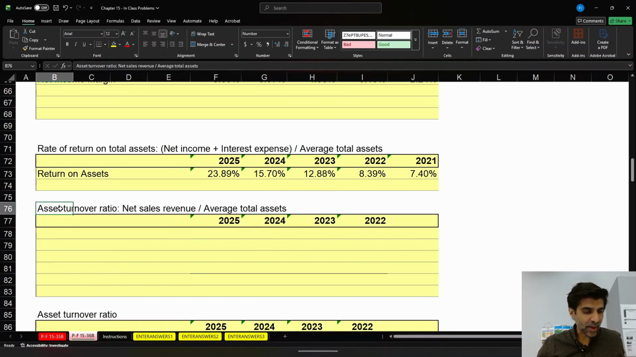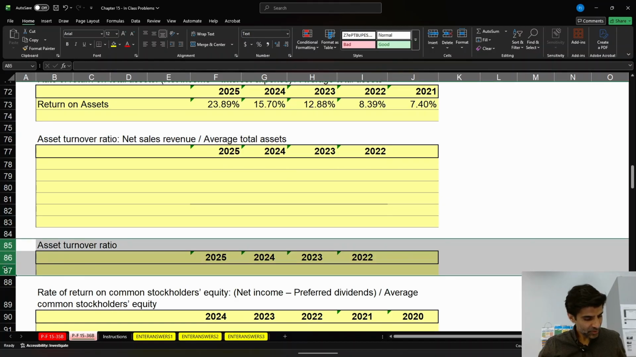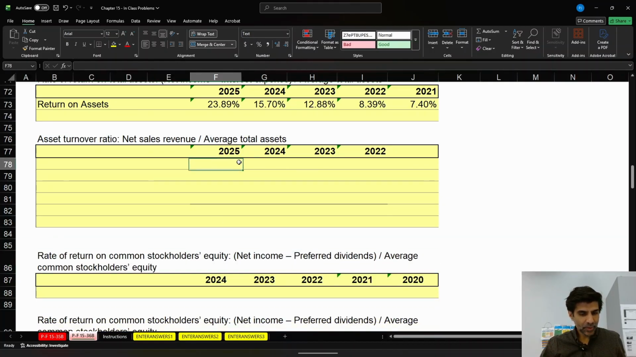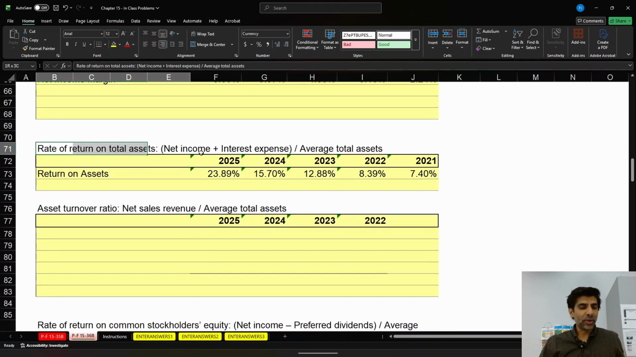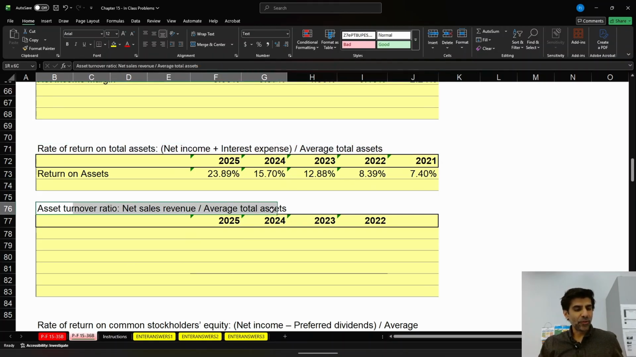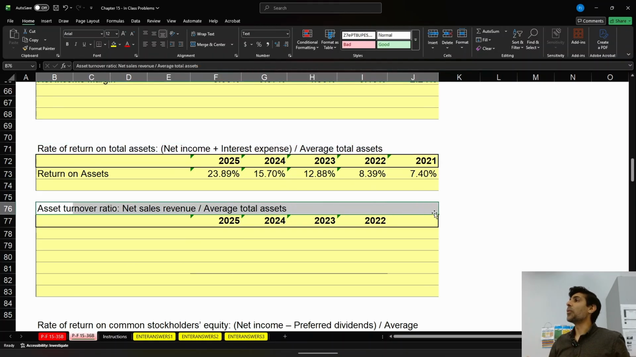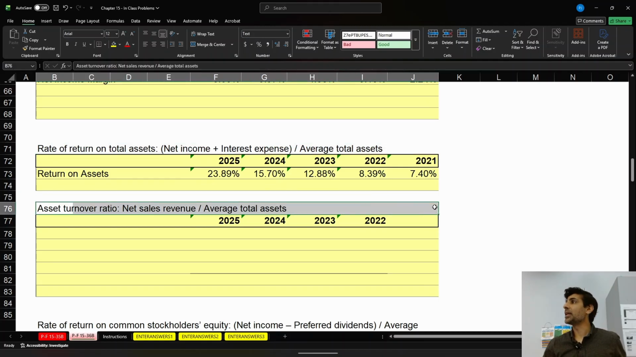So let's just do this last one. I think these two are repeats, so let's just delete that. Asset turnover ratio. Okay, so instead of looking at the profit that you generate from your assets, this asset turnover ratio is looking at how much revenue you can generate. So the return on assets is a bottom line metric, and this is a top line efficiency, meaning how well you're using assets.